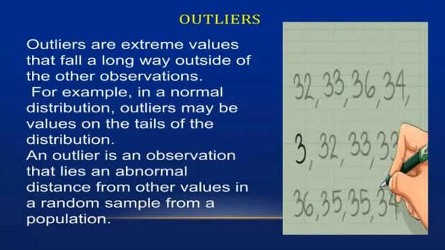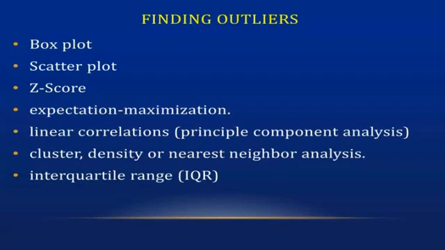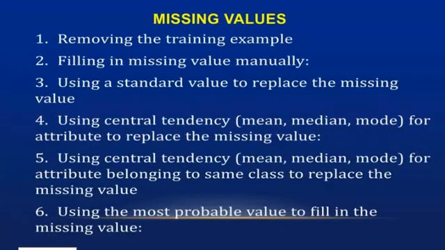Now talking about outliers. Outliers are extreme values that fall a long way outside of the other observations. For example, in a normal distribution, outliers may be values on the tails of the distribution. An outlier is an observation that lies an abnormal distance from other values in a random sample from a population. Here are some techniques for finding outliers: box plot, scatter plot, z-score, expectation maximization, linear correlations, principal component analysis, cluster density or nearest neighbor analysis, and the last, interquartile range.